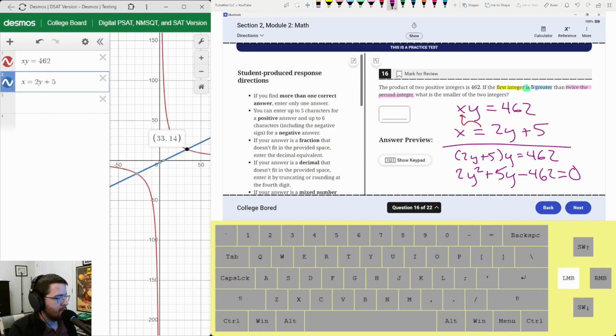Let's look at this one. 33, 14. So x is 33, and y is 14. We want the smaller of the two integers, so our answer is going to be 14.